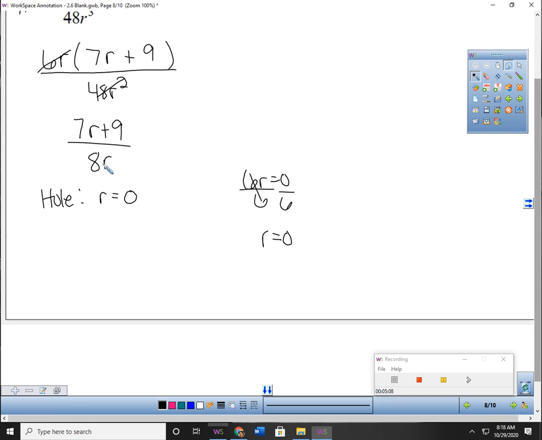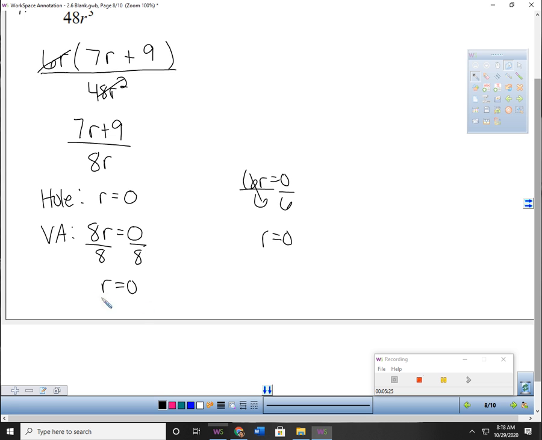All right, so on the bottom, we have an 8r left. So for your vertical asymptote, I'm going to take that 8r and set it equal to 0. If I divide by 8, r equals 0.